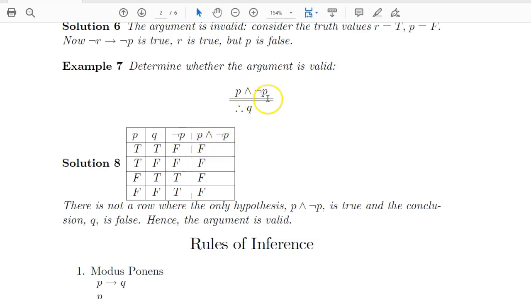And we don't have a case when the premise is true, because we cannot find a row in which all premises are true but the conclusion is false. There is not a counterexample, which makes the argument valid.